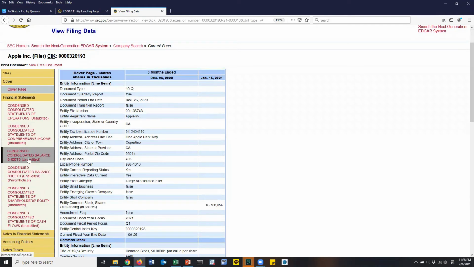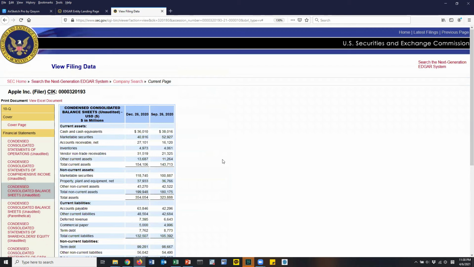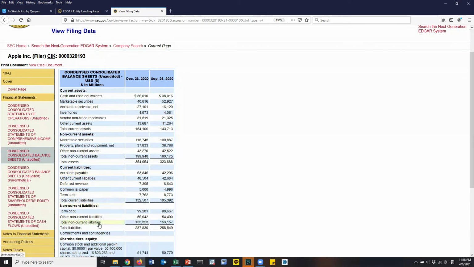Here it is, consolidated balance sheets. You can see that Apple also reports based on the classified balance sheet format. Current assets, non-current assets, right? Current liabilities and non-current liabilities. We can see that on the current assets, they report cash and cash equivalents, marketable securities that they intend to sell out in 1 year.